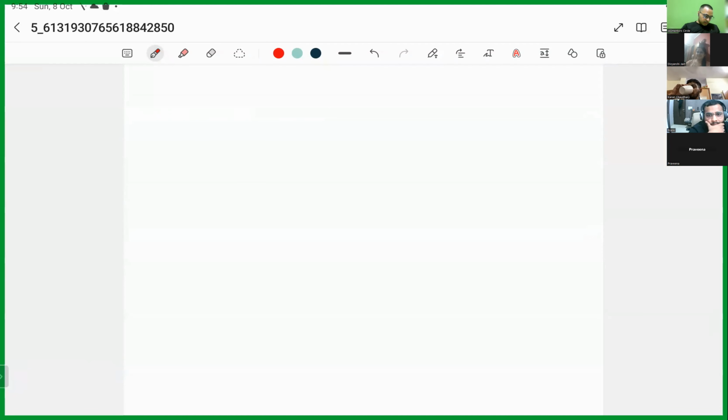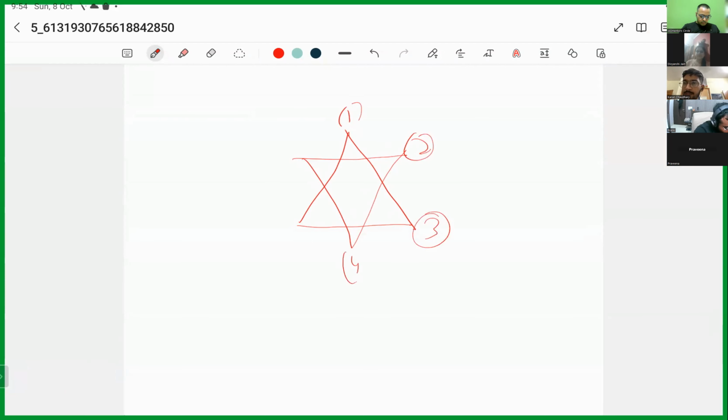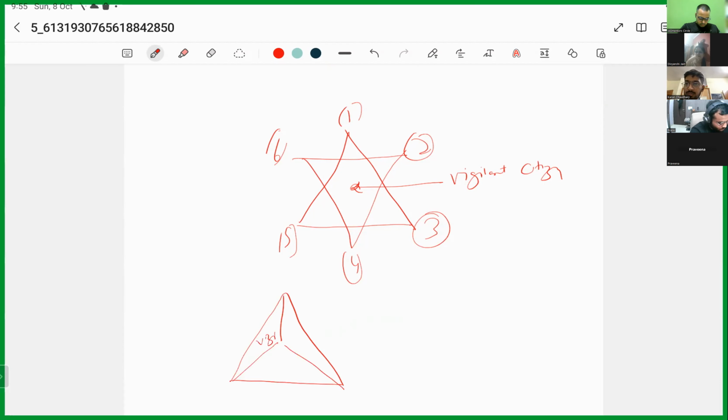Fine. So the scene is, I am talking about the different factors. Suppose I make a star: 1, 2, 3, 4, 5, 6 factors. Okay, I don't have 6 factors, because I am going to link vigilant citizens with the institutions.